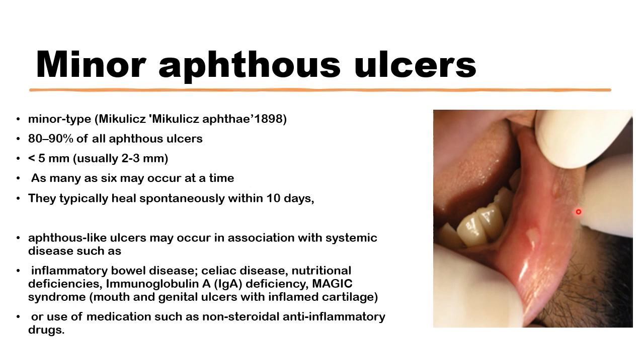Aphthous-like ulcers can occur in other systemic diseases such as inflammatory bowel disease, celiac disease, and nutritional deficiencies, immunoglobulin A deficiency, MAGIC syndrome, the mouth and genital ulcers with inflamed cartilage disease. They can also occur in association with the use of certain medications, including non-steroidal anti-inflammatory drugs.